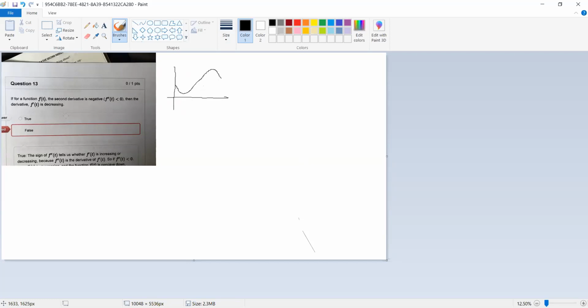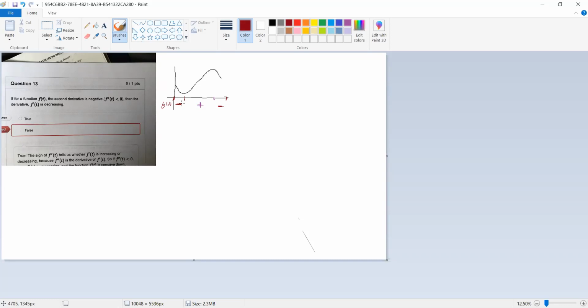But the question is not, is the function decreasing, right? Because here we have a portion of the function that is increasing, and a portion of the function that is decreasing. But the question is, is the derivative increasing or decreasing? So if we were to divvy this up, from here to here, our function, which I'm going to call f of t, is increasing, or decreasing rather, excuse me, decreasing. And then from here to here, it is increasing, correct? And then from here to here, it is decreasing again. Does that make sense?